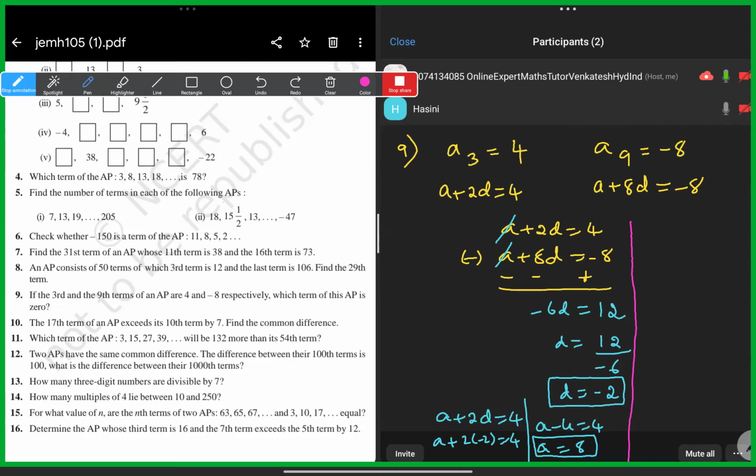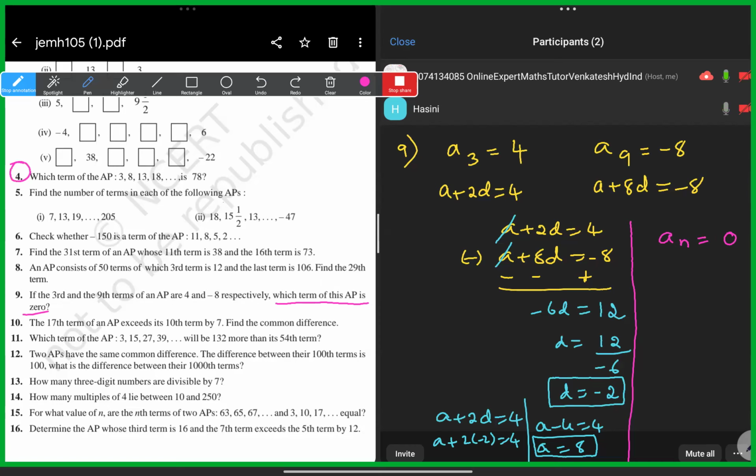Any doubt, Hasni? No, sir. So I got the A and D values, Hasni. Now they are telling us to find which term of the AP is 0. Means in this series, where the 0 will come is the question, Hasni. We are finding the position of the 0, means the n value of 0. Okay, sir. Already this type we covered in the 4th question.